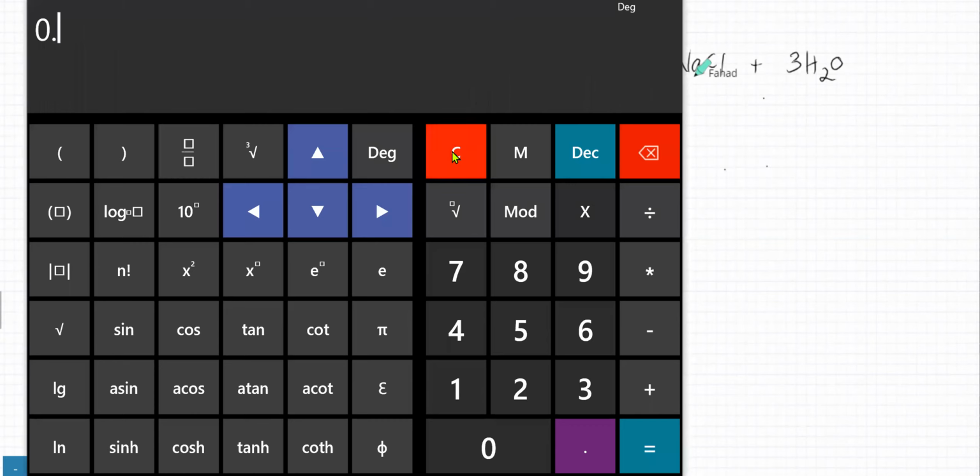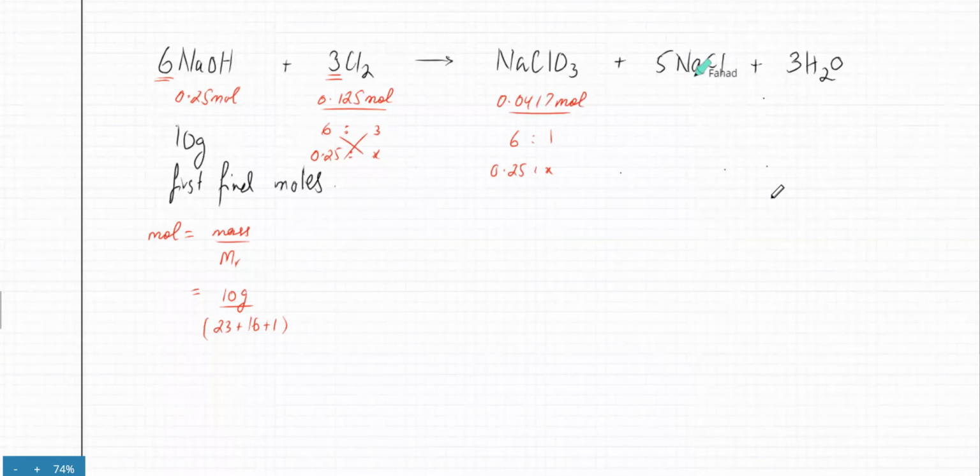So 0.25 star 5 and divide that by 6. It gives you 0.208. Anyways, so you can find the moles of all the substances.